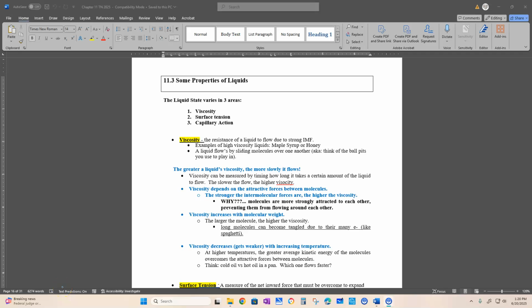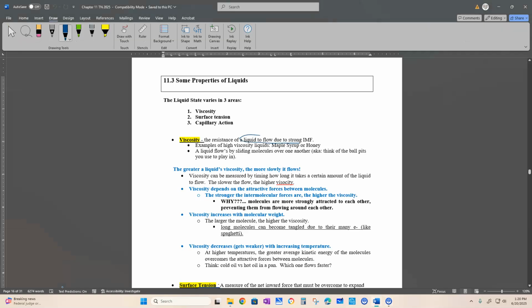Welcome back, AP 11.3. We're going to talk about three properties of liquids: viscosity, surface tension, and capillary action. Viscosity is the resistance of a liquid to flow, and the reason why is because of intermolecular forces.